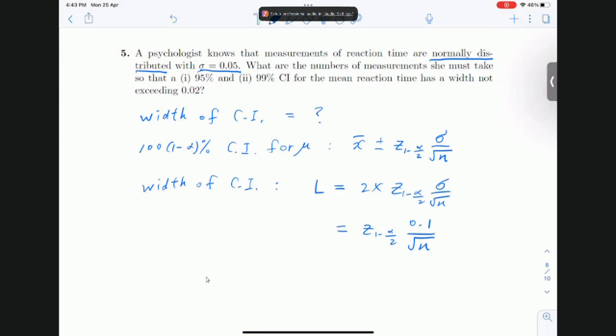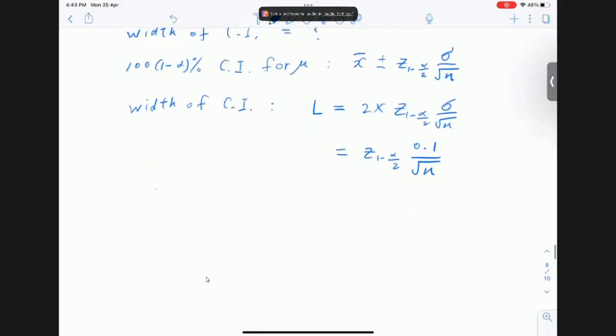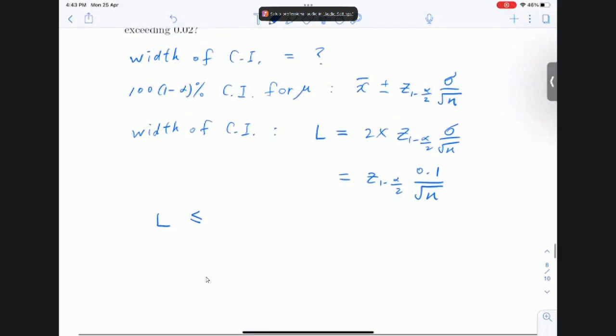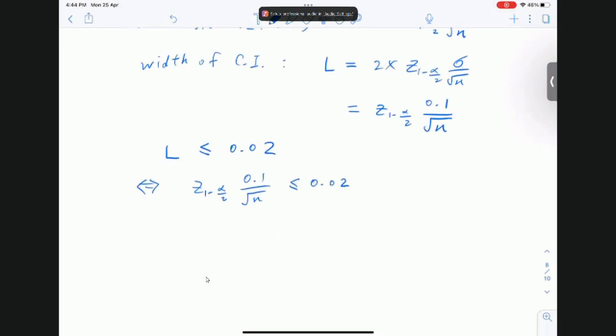It depends on the value of alpha to determine the value of n, in such a way that we need L to not exceed 0.02. We don't want the confidence interval to be too wide. We want it to be narrow enough so that it is informative. So we want L to be less than or equal to 0.02, so we want this quantity to be less than or equal to 0.02. This becomes a problem of solving an inequality.